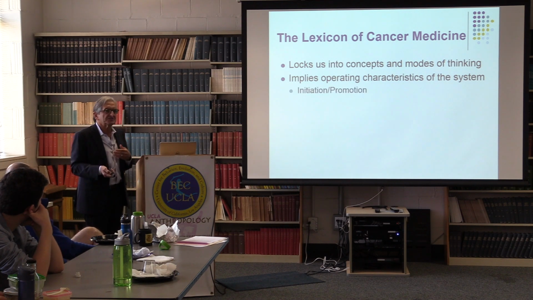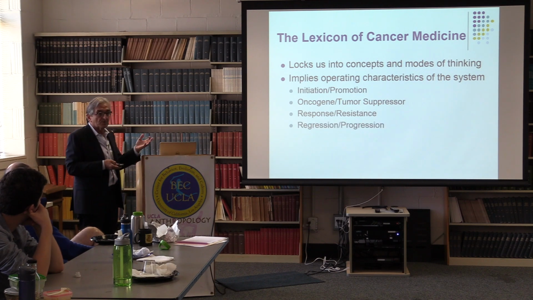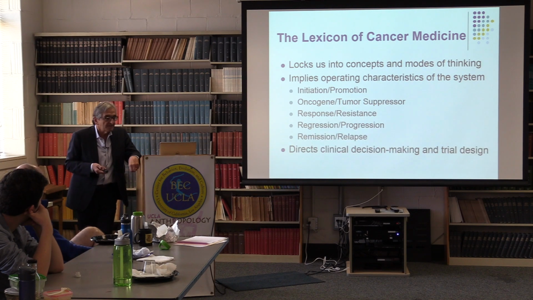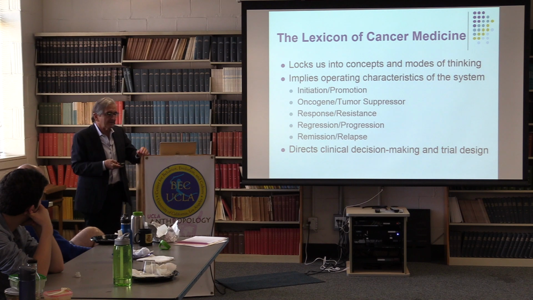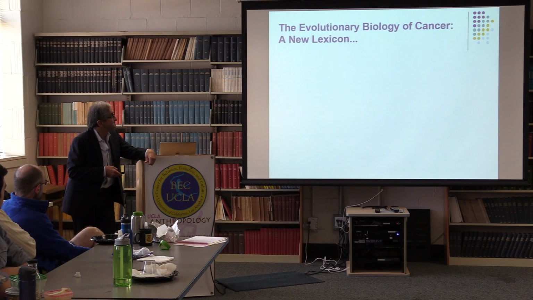We talk about initiation and promotion. We talk about oncogenes and tumor suppressors. They're descriptive, but they don't really explain how they're actually driving this population of cancer cells to adapt and thrive. Response and resistance. Well, resistance is really adaptation to the selective pressure. Regression and progression, same thing, the ups and downs of a population. Remission and relapse. These words direct our clinical thinking, and I think distract us from the real biology.